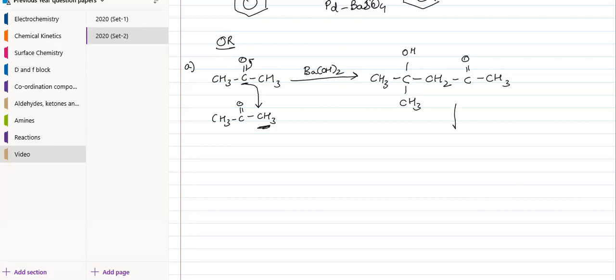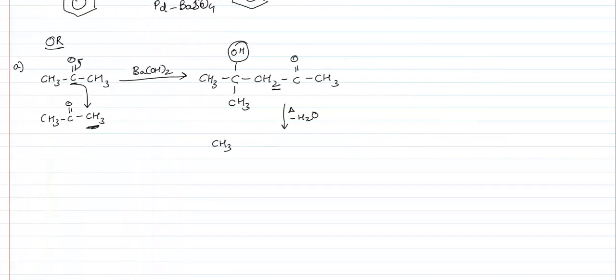The next step is elimination of water on heating. Here this OH gets removed and one of the hydrogen atoms from this carbon gets removed and we get a double bond. So that is CH3, CH3, C, CH3, double bond, CH, CO, CH3. Again, aldol condensation, sometimes even I, if you ask me all of a sudden, it would take me a minute to recollect.